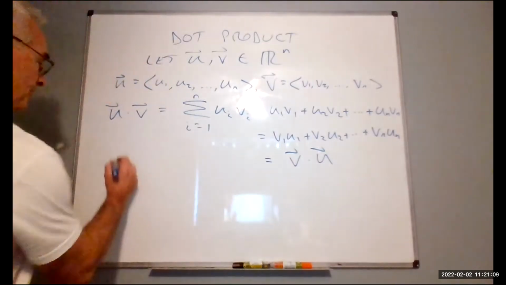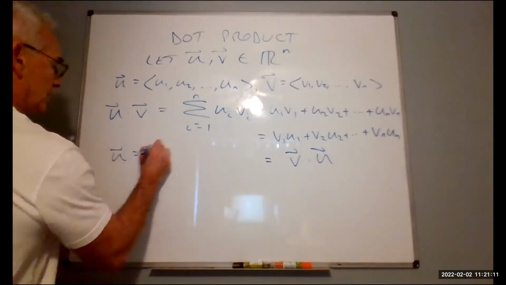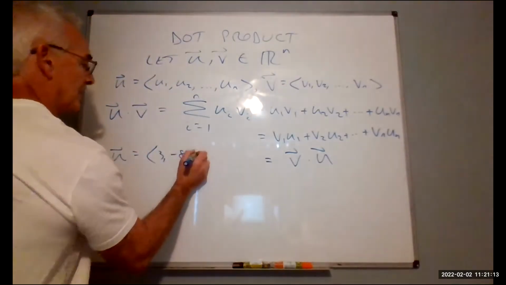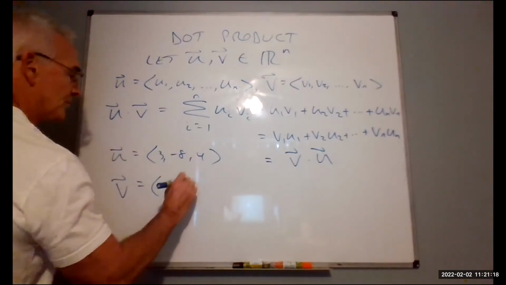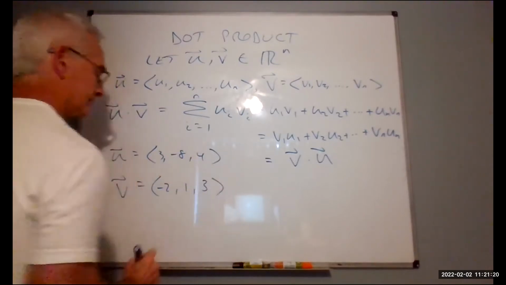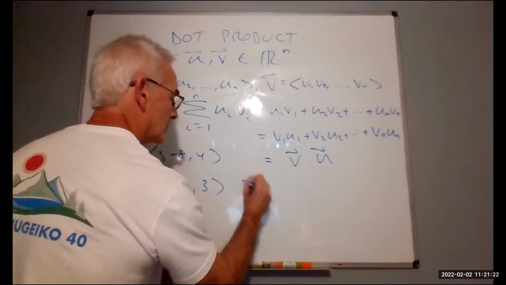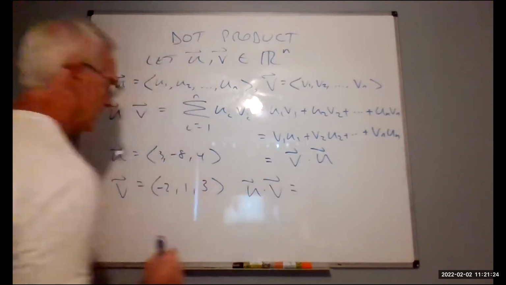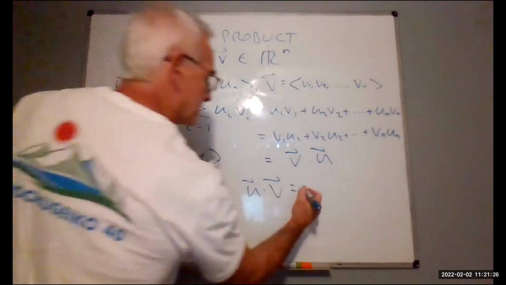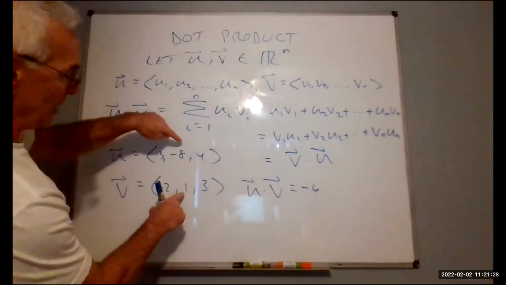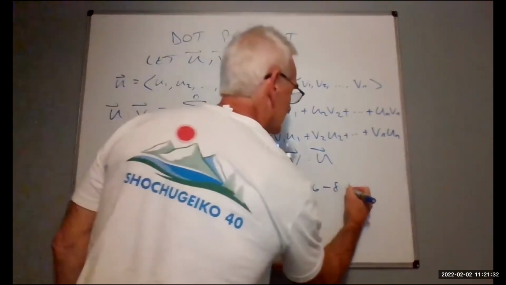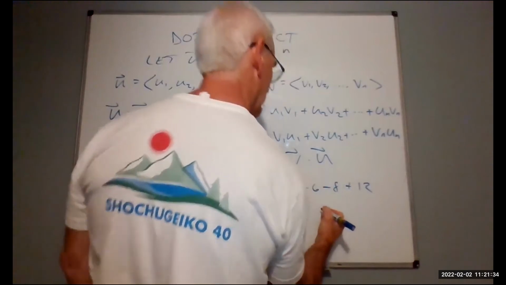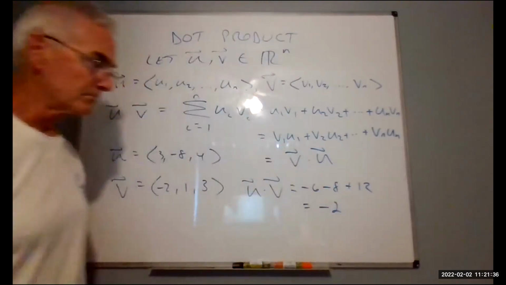So let's do an example. If vector U is 3, -8, 4, vector V is -2, 1, 3. Then U dot V is -6 plus -8 plus 12. And that would be -2.